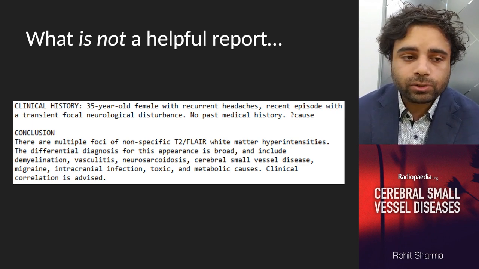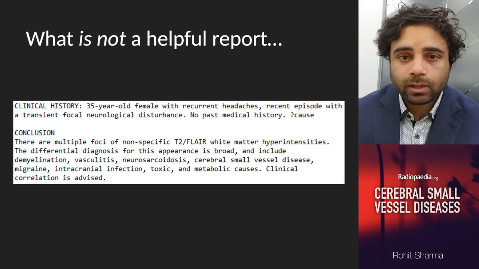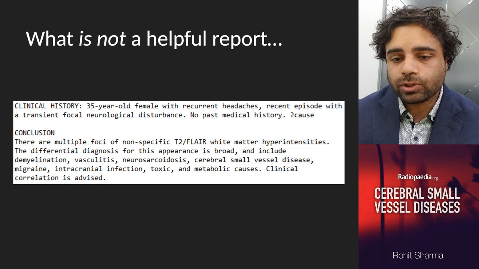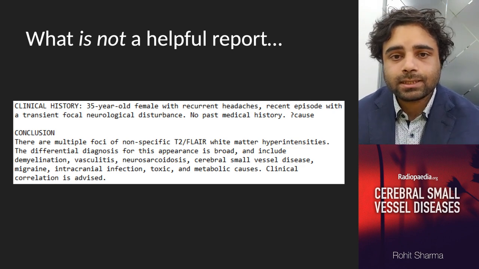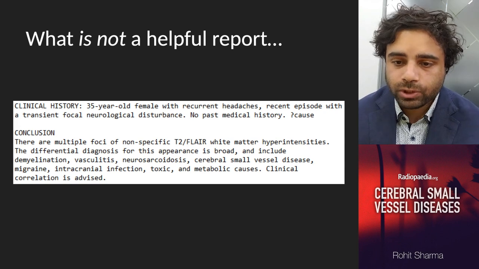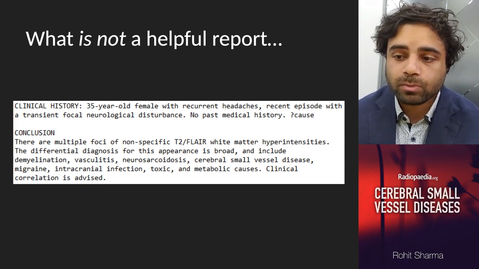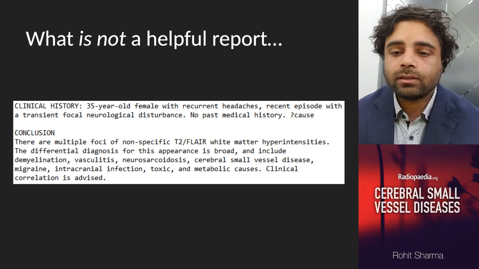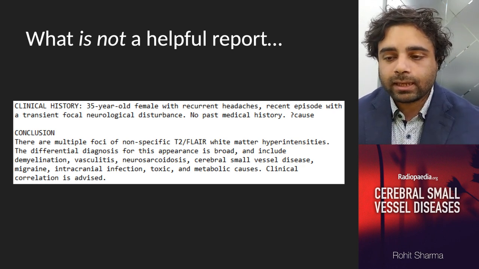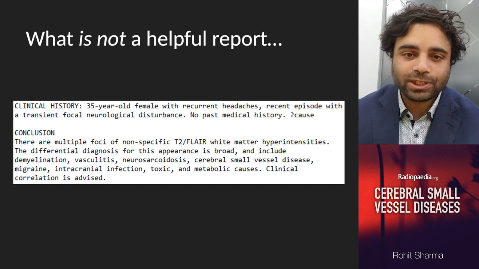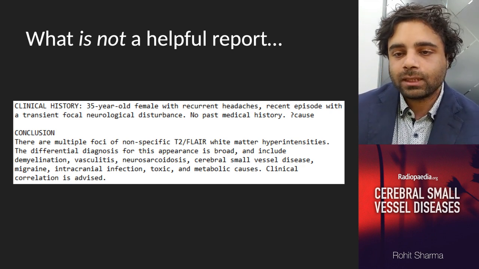And this report conclusion is certainly not incorrect, but it's probably not something that a clinician such as myself would find particularly useful. So this conclusion states that there are multiple foci of non-specific T2 FLAIR white matter hyperintensities, and states a very broad differential, including demyelination, vasculitis, neurosarcoidosis, cerebral small vessel disease, migraine, infection, toxic and metabolic causes, and then ends with the famous line of clinical correlation is advised, which is something we always find very amusing.